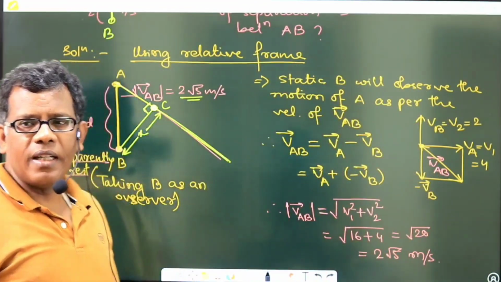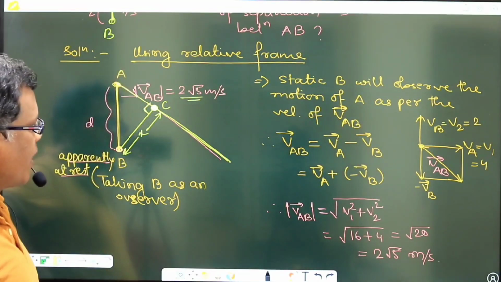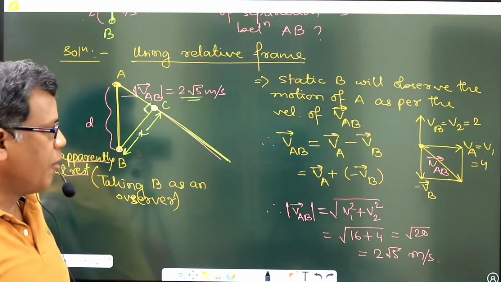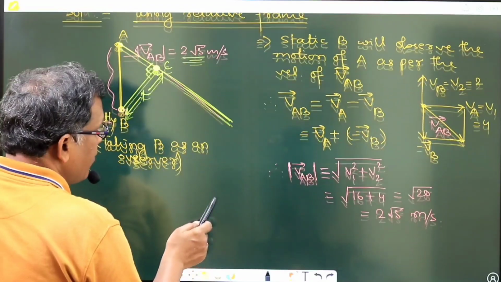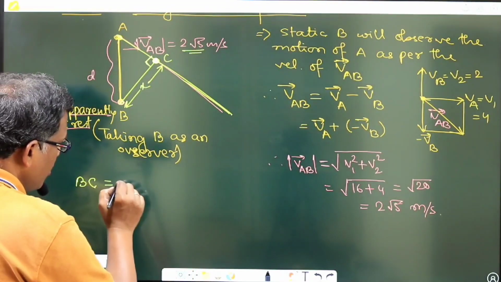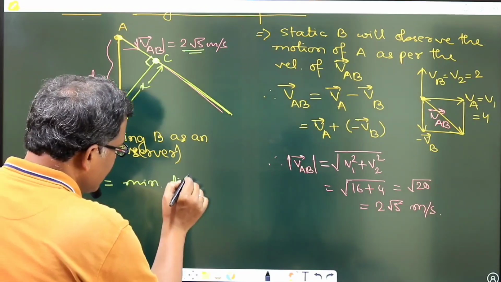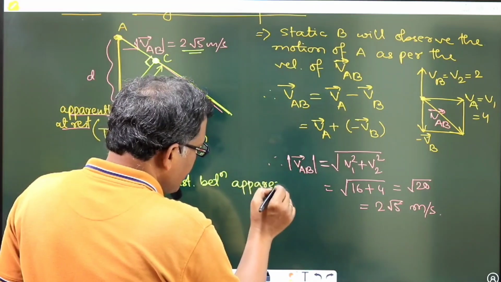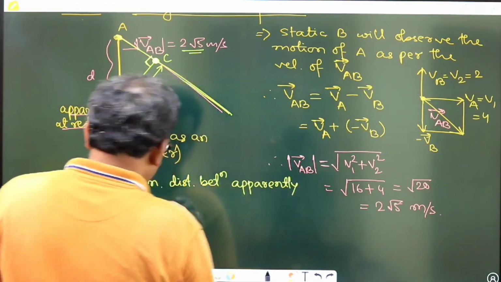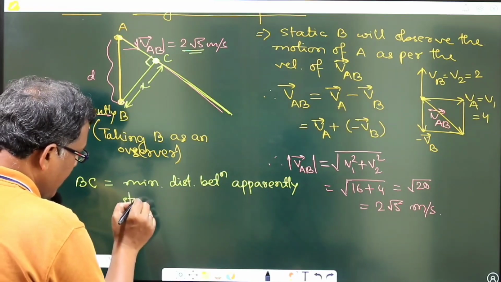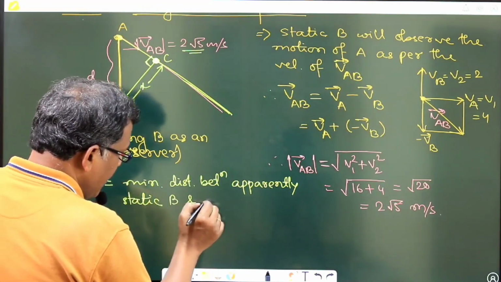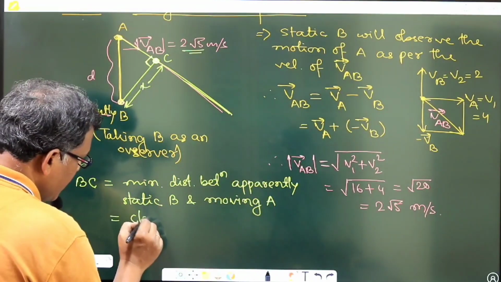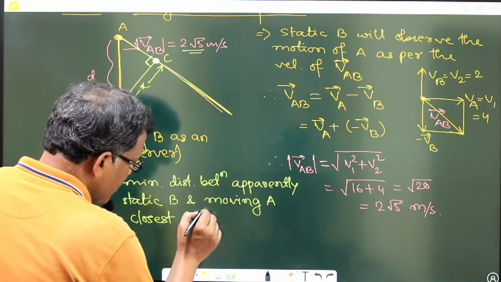Between moving A and apparently static B, this is the side of the right angle triangle ACB, the length of BC. Are you getting me? The length of BC is equal to the minimum distance between apparently static B and moving A, using the language I've used here in solving the problem. Or this is equal to the closest distance of separation, right?